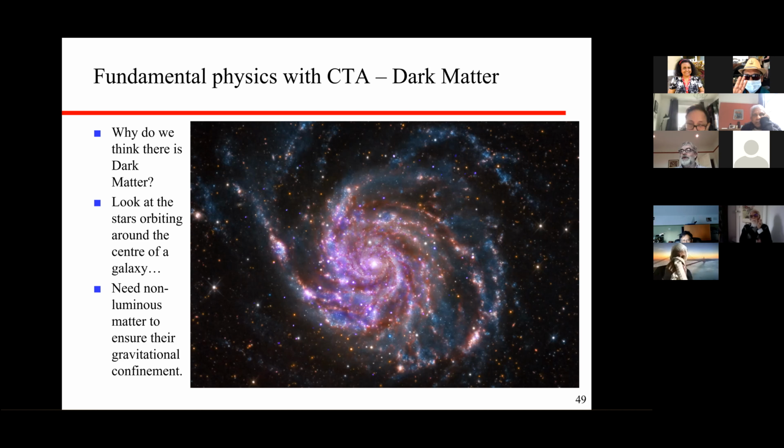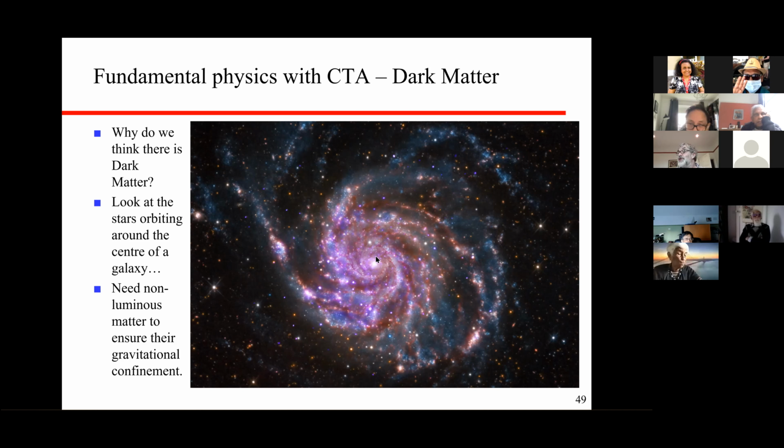Tim, let's continue because we'll give another chance for the audience to ask questions later. Okay. So we've mentioned dark matter a few times. So let's talk a little bit about what that is and why we think there may be dark matter.